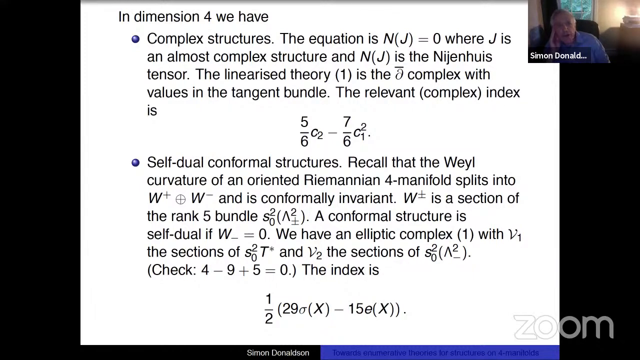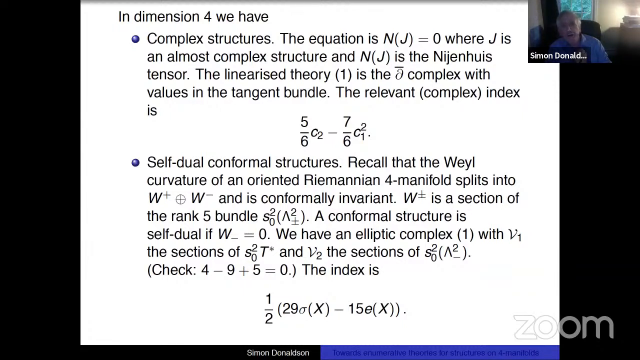So as I said, these things are typically rare, but there are two examples that we have in dimension 4. One is just to consider complex structures. So our space is the space of almost complex structures. Our equation is that the Nijenhuis tensor vanishes. That's the equation which means that an almost complex structure is integrable, and then we're considering that modulo diffeomorphisms.